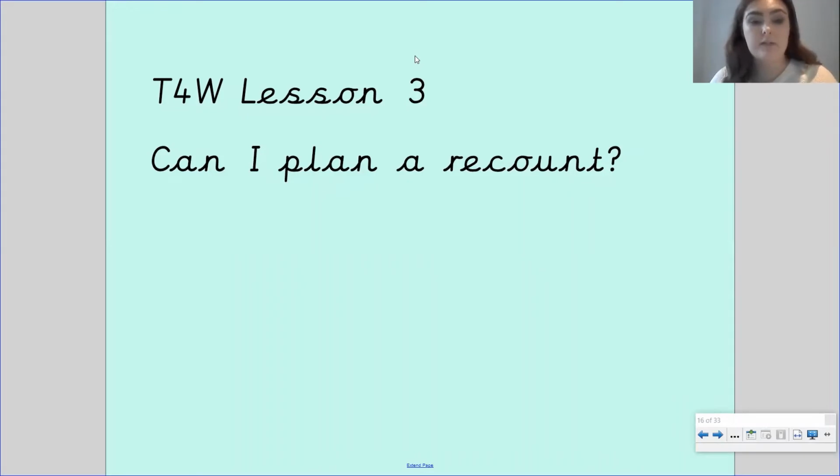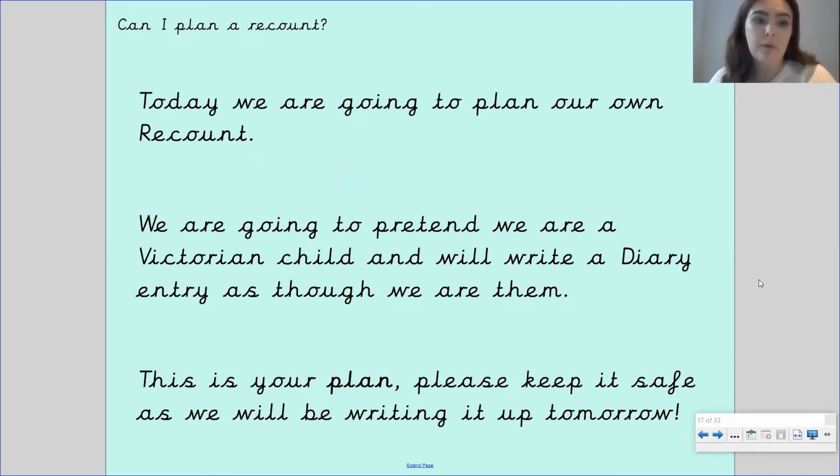Our learning objective for this lesson is, can I plan a recount? So today we're going to be planning our own recounts, and we're going to pretend that we are a Victorian child and write a diary entry as though we are them. Now this is your plan, so you must keep it safe because we're going to be writing it up in tomorrow's lesson.